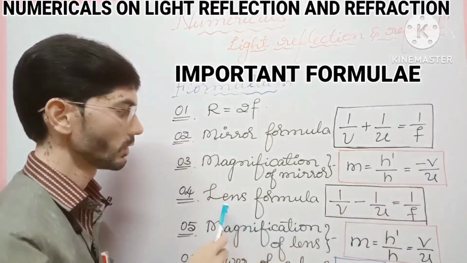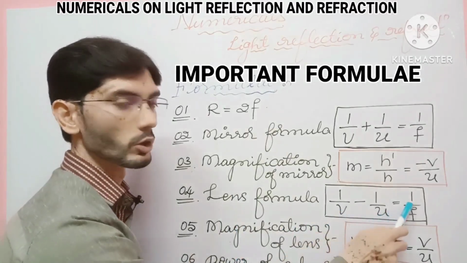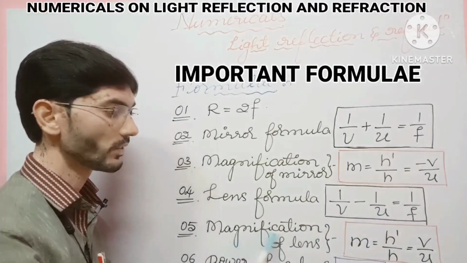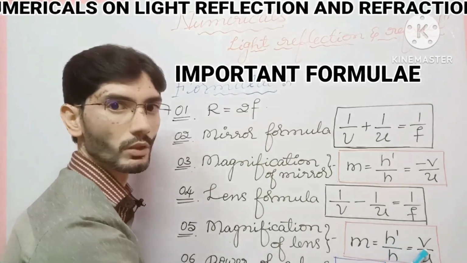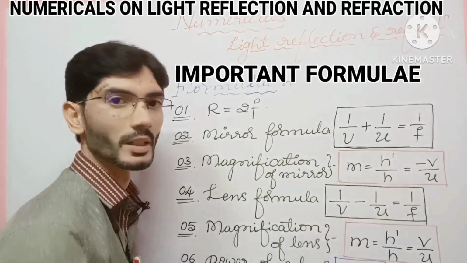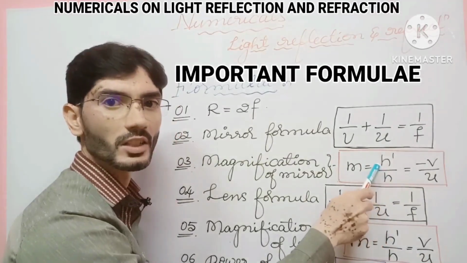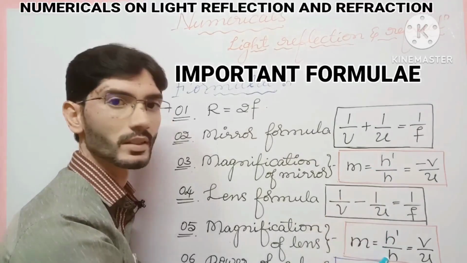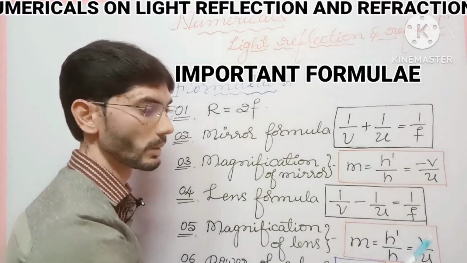And now let's move on to the lens formula. The lens formula is 1 by v minus 1 by u is equal to 1 by f. And the next, magnification of the lens, is m is equal to h dash by h is equal to v by u. Here h dash is nothing but the height of the image. Here also remember, h dash is the height of the image, and this is h. h is the height of the object. Height of the image by height of the object is equal to v by u.